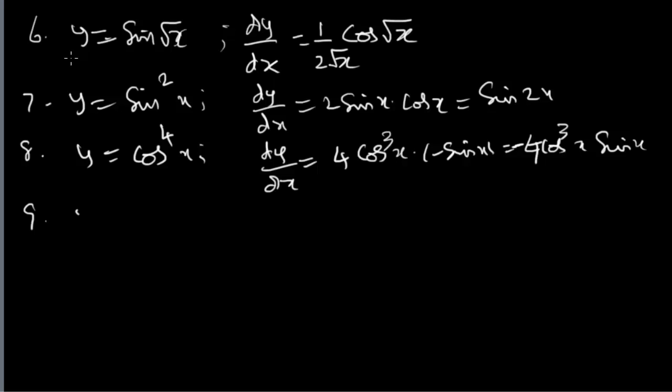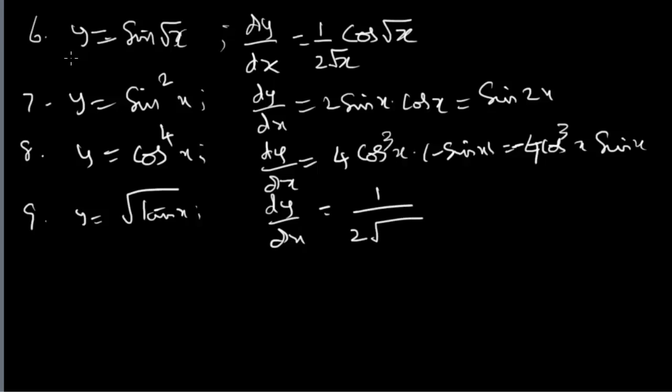And y is equal to root of tan x. Dy by dx is equal to, root x is what? 1 by 2 root x. So 1 by 2 root of tan x into differentiation of tan x, which is secant squared x.